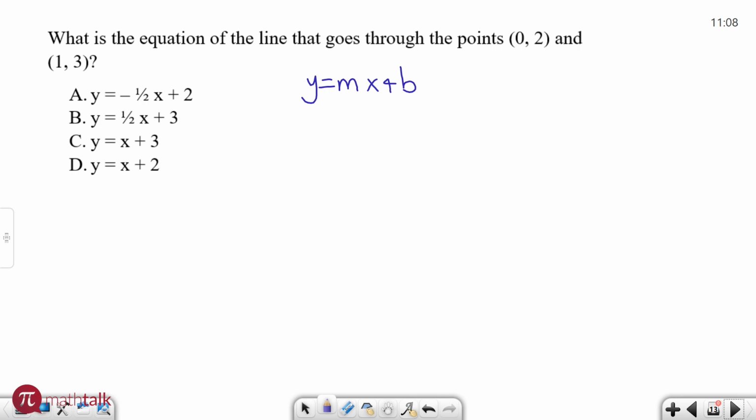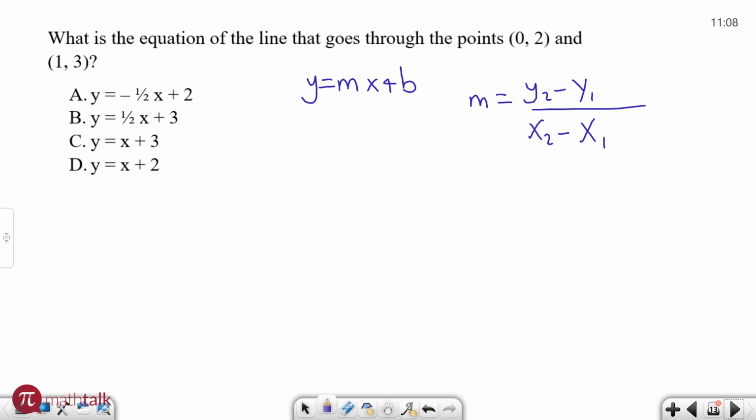The first thing I want to do is, since I'm given 2 points, figure out what the slope of those 2 points is. To figure that out, I need the slope formula. If you're unsure of what the slope formula is, it is on your formula sheet. I highly recommend using that. It's going to tell you that slope is equal to your second y minus your first y, or y2 minus y1, over your second x minus your first x.